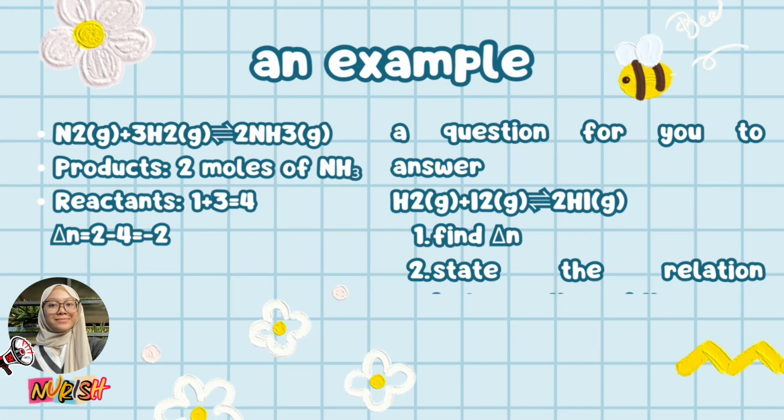For example, you can see there's N2 plus 3H2. This is the reactant and the right side is the product. So we can see the moles of the product is 2, right? So we have to write 2. And then the reactants only have 1 mole for nitrogen and 3 for hydrogen. So we add them both and we get 4. As we know, this symbol is moles of gas product minus moles of gas reactant. So that's why we have 2 minus 4 equals negative 2.